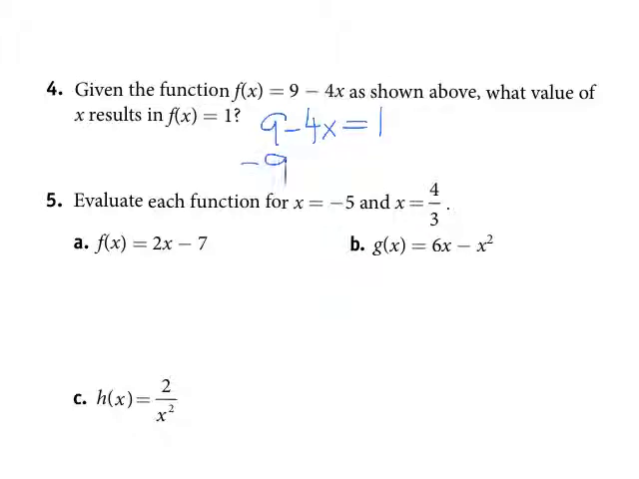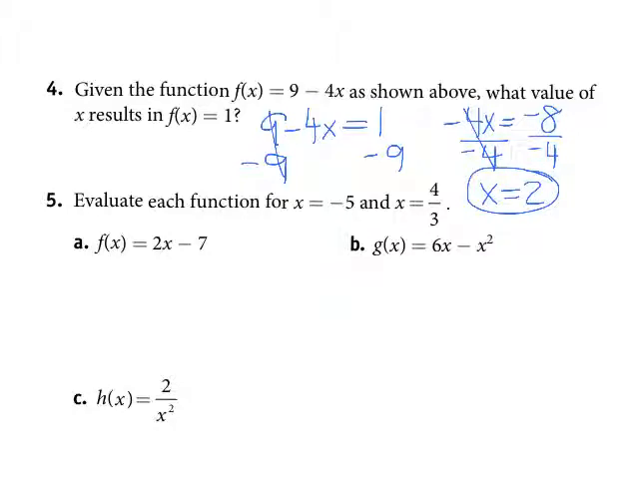So I would subtract 9 from both sides. Get negative 4x equals negative 8. Divide by negative 4. And x is 2. Okay, so you have to be on the lookout for that. Usually, most of the time, they'll give you the input and you'll have to find the output. Occasionally, you will be asked a problem like this where it gives you the output. You have to go back in and find the input. Okay? All right.